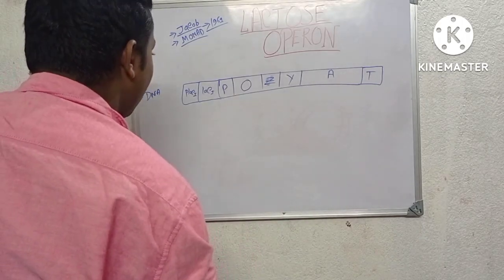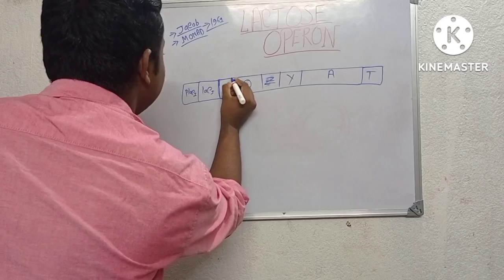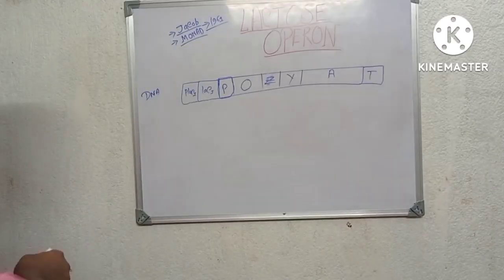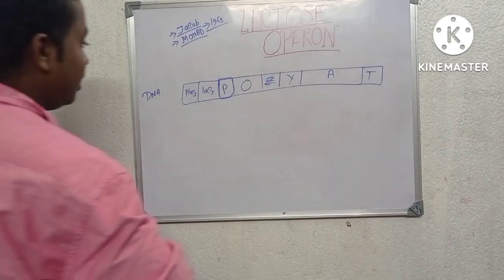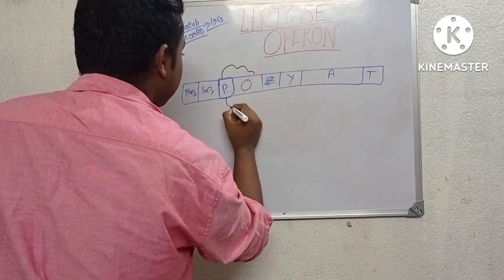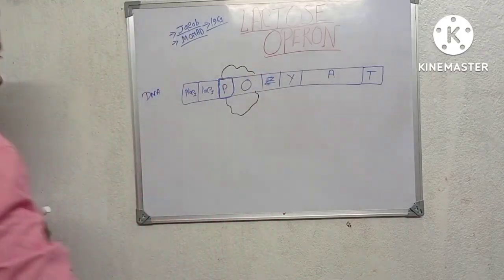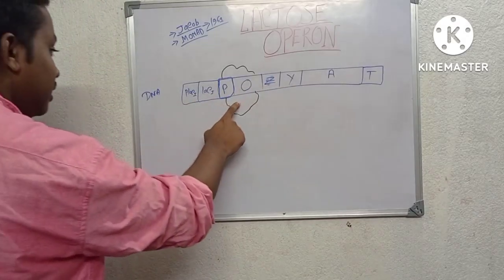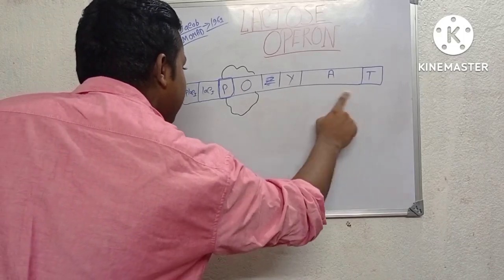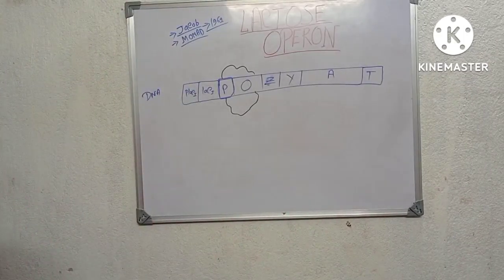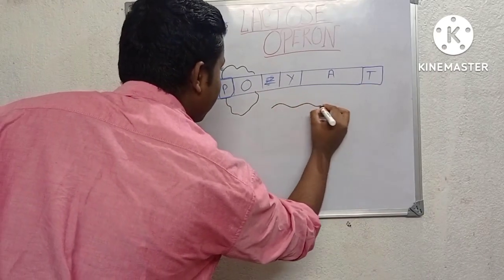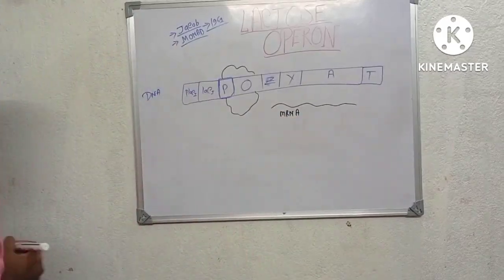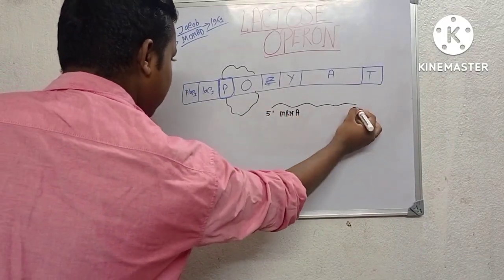So why is this the promoter? This P region is the region at which RNA polymerase can bind. RNA polymerase is an enzyme which helps in gene transcription. RNA polymerase binds with that promoter, transcribes the structural genes, and ultimately gene transcription leads to messenger RNA formation.